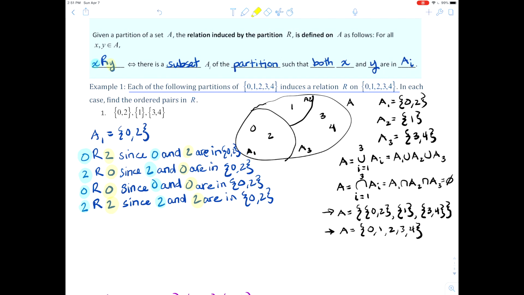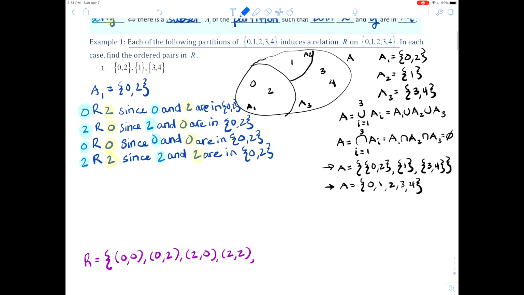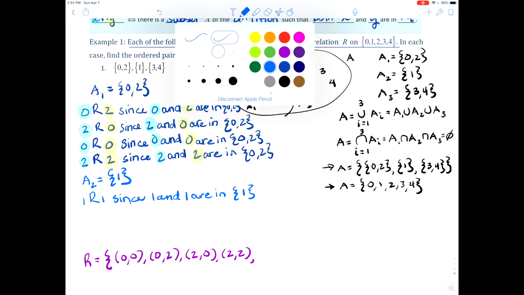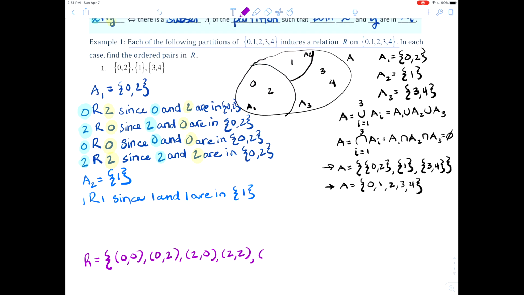Groovy? All right, so now let's take a look at the next set. So the next set, A2, is just equal to the set containing the element 1. And so what is the only ordered pair in this one? Beautiful. We're going to have 1R1, since 1 and 1 are in the set containing the element 1. So we can add that one into our relation. So it comes out as an ordered pair, (1, 1).